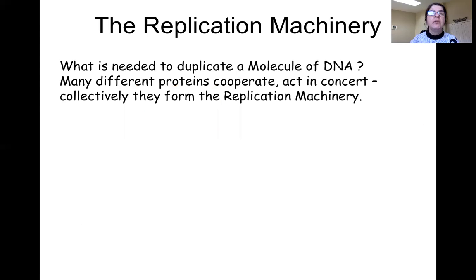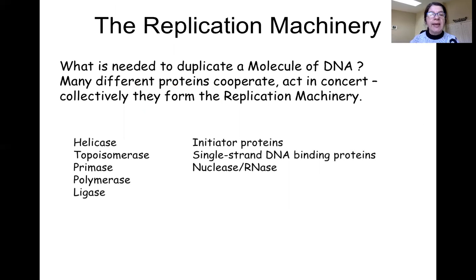Okay. So let's summarize the replication machinery. What is needed to duplicate a molecule of DNA? Many different proteins cooperate, act in concert. Collectively, they form the replication machinery. We have the helicase, we have the topoisomerase, primase, polymerase, and ligase. We also have initiator proteins, single-strand DNA binding proteins, and a nuclease, an RNase that will actually erase the RNA primers. And of course, we need DNA template, and we need dATP, dCTP, dTTP, and dGTP, the deoxyribonucleotides, which are the monomers, the building blocks of the new DNA strand.